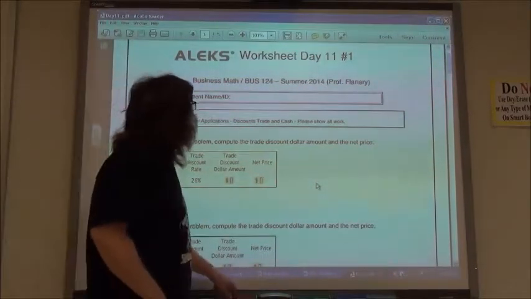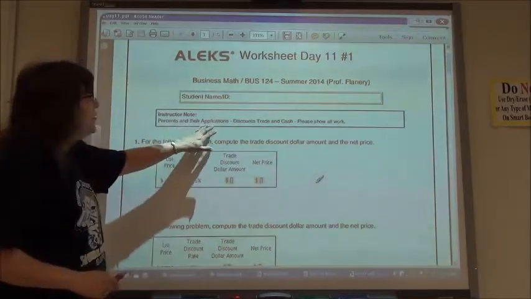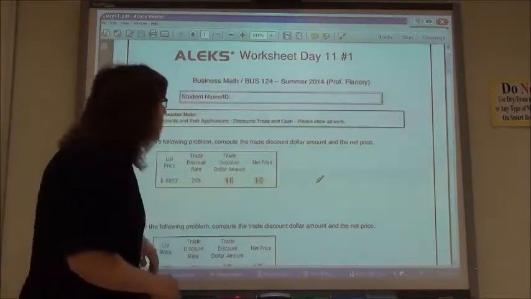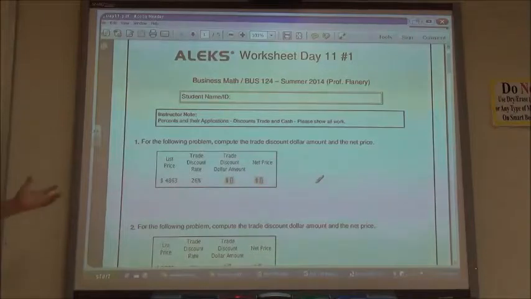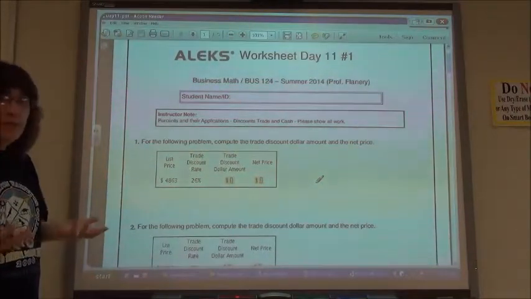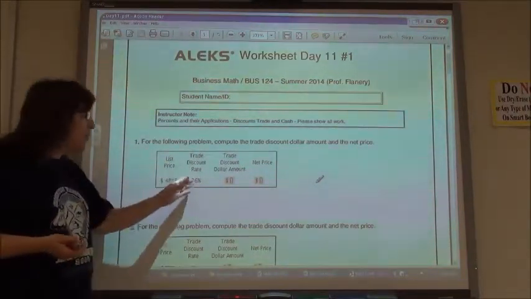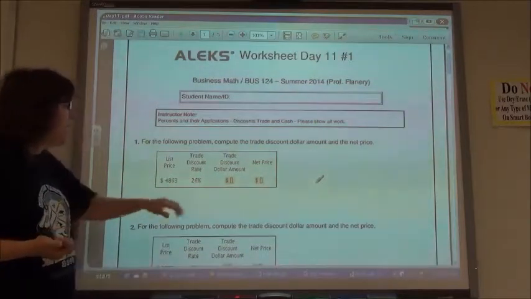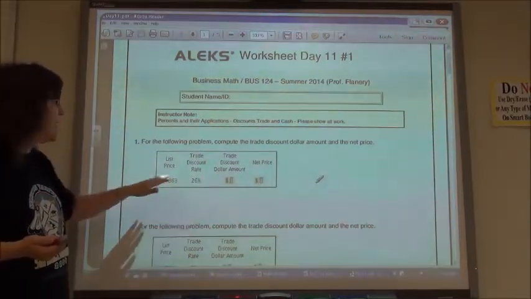Worksheet day 11 for business math. Again, we're on percents in their applications, and we're going to do trade discounts and cash discounts. A lot of times when you as a business are purchasing items, they give you a trade discount off their list price, which just means you have a 26% discount.